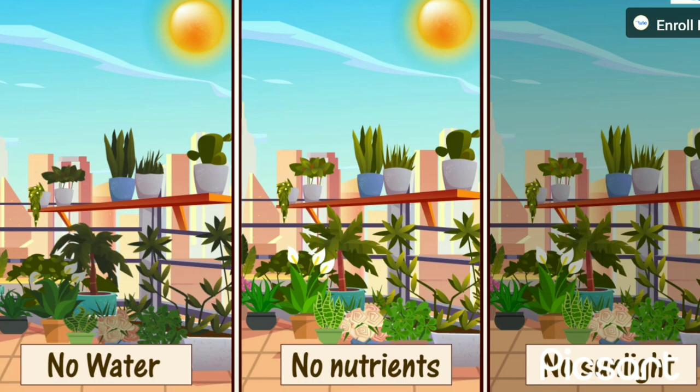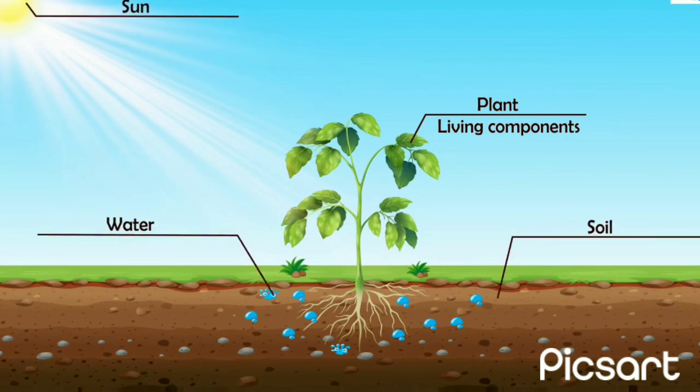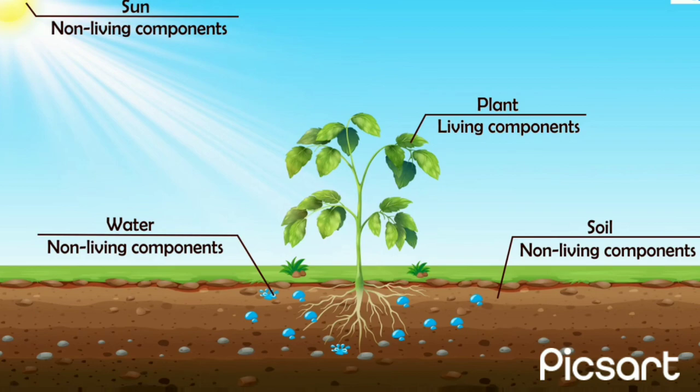Nature too functions that way. Let me explain. Here in our example, the plant is a living component and the factors like sun, water, soil are non-living. The plant cannot survive on its own. It is dependent on the non-living factors.